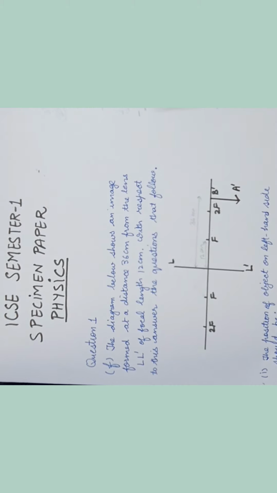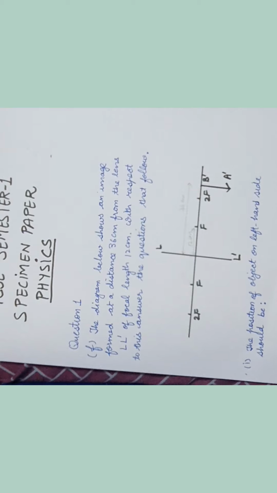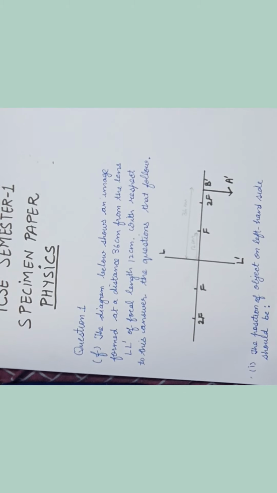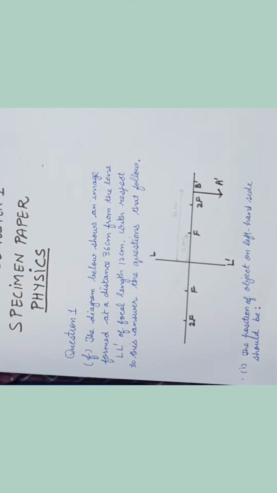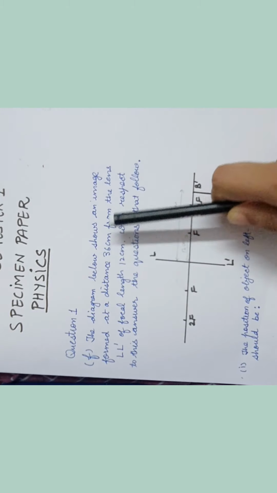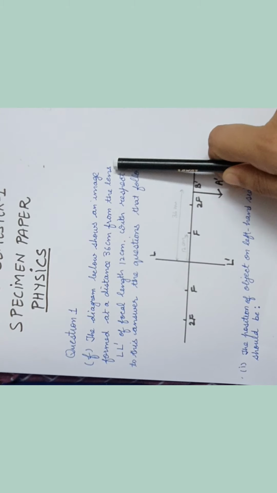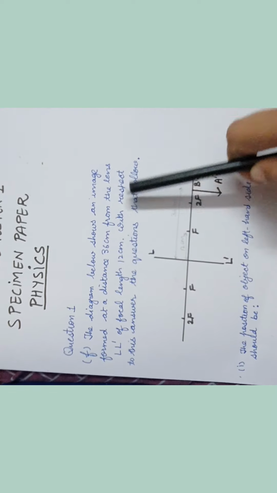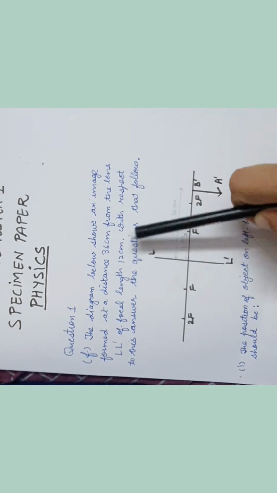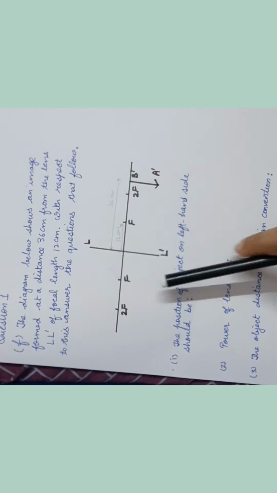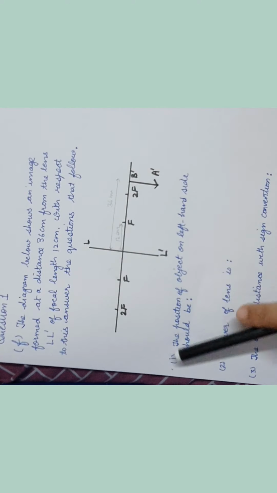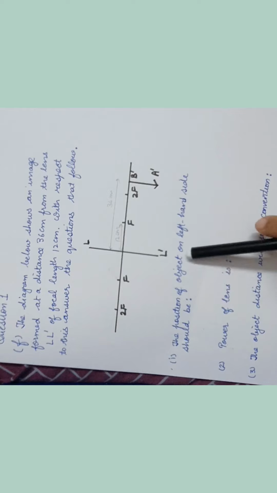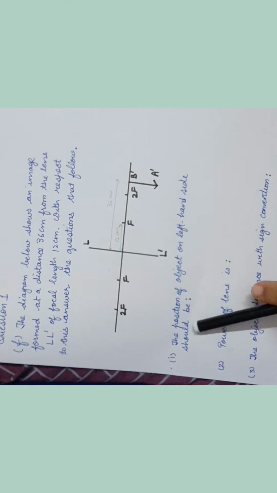today. And now the question states that the diagram below shows an image formed at a distance of 36 centimeter from the lens LL dash of focal length 12 centimeter. With respect to this, answer the following question. This is the diagram they have given. First part they are asking the position of object on left hand side should be.